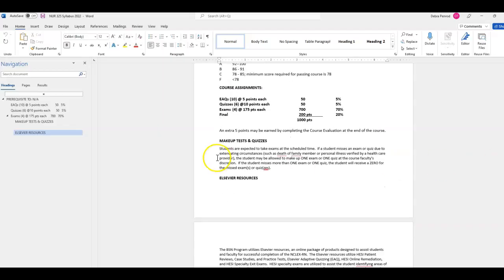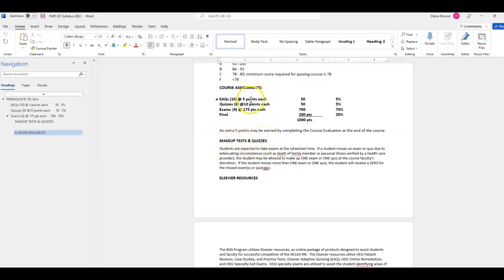And you will notice I have a line here. An extra 5 points may be earned by completing the course evaluation at the end of the course, so keep that in mind. Okay, this paragraph only applies to this class as far as tests are concerned.